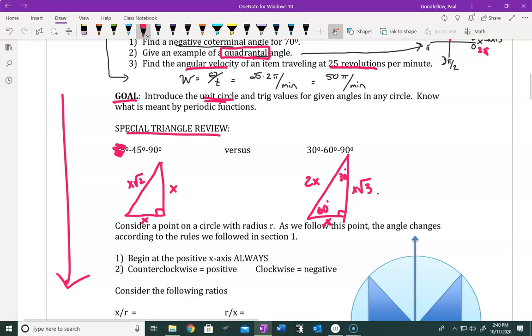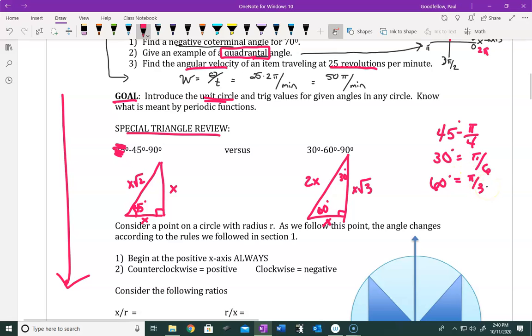Now, these two triangles become extremely important, especially since we're talking about 45-degree angles, or pi over 4s. 45s are pi over 4s. 30-degree angles are going to be pi over 6s. And 60-degree angles are going to be pi over 3s.